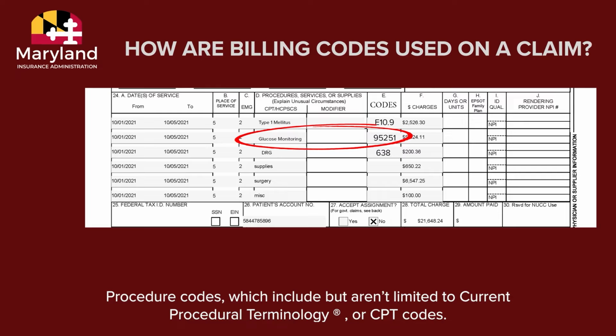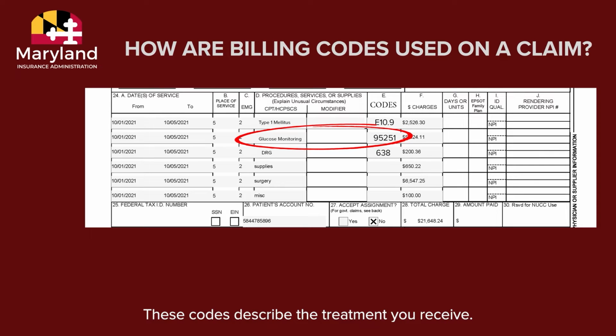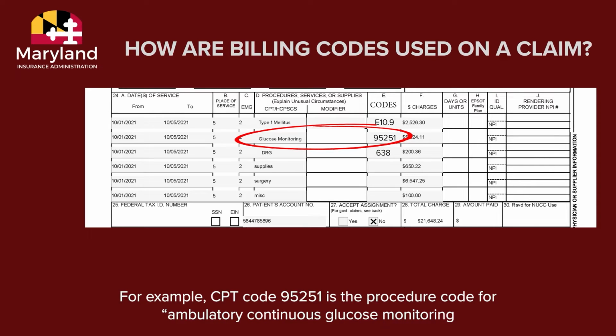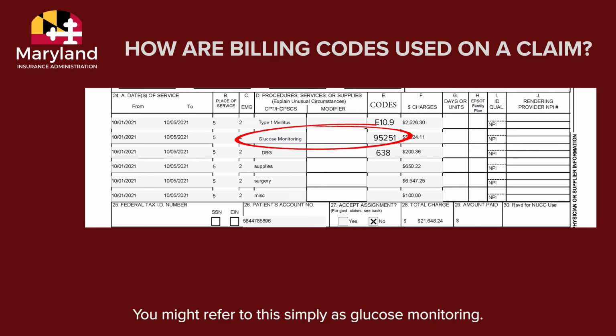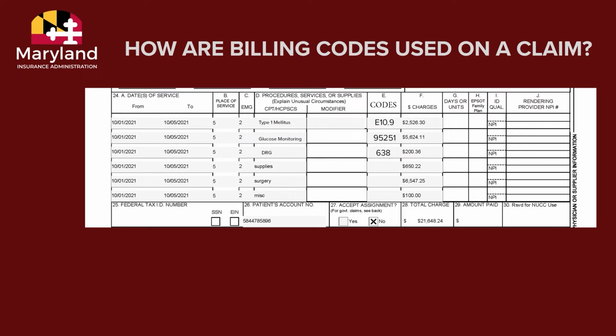Procedure codes, which include but aren't limited to current procedural terminology or CPT codes. These codes describe the treatment you receive. For example, CPT code 95251 is the procedure code for ambulatory continuous glucose monitoring of interstitial tissue fluid via a subcutaneous sensor for a minimum of 72 hours. Analysis, interpretation, and report. You might refer to this simply as glucose monitoring.